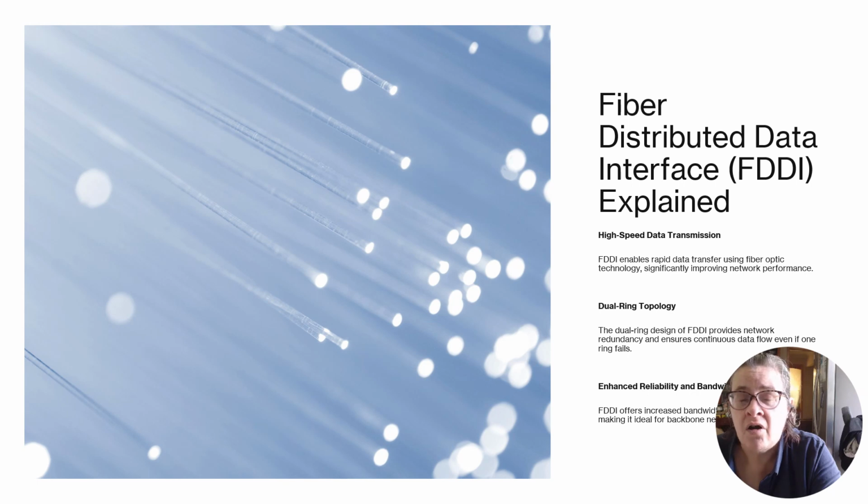FDDI provides high-speed data transmission over fibre optics in a dual ring topology, offering enhanced reliability and bandwidth for backbone networks. So if you had a dual ring topology or a three-ring topology, you might get some redundancy there. But again, it is what it is.